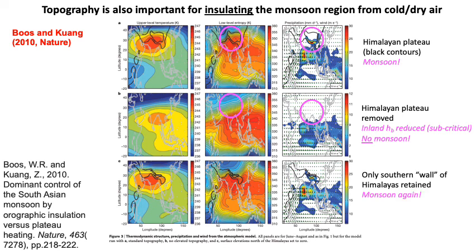And then at the bottom is a case where they actually removed the northern topography of the Himalayas, and they just kept the southern edge of it, which is sort of a wall. So to really test this idea that it's purely insulation, all you need is some barrier to keep the cold and dry air from mixing with the warm and moist.